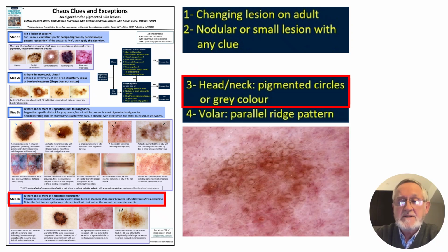Here we have a pigmented lesion on the earlobe. It doesn't have the border of a solar lentigo or a nevus, so it's a lesion of concern. And it has pigmented circles, being a lesion on a special site of the head and neck. Melanoma in situ.